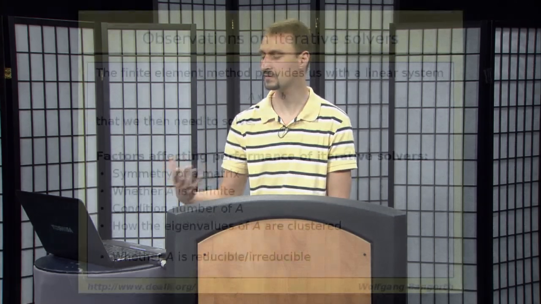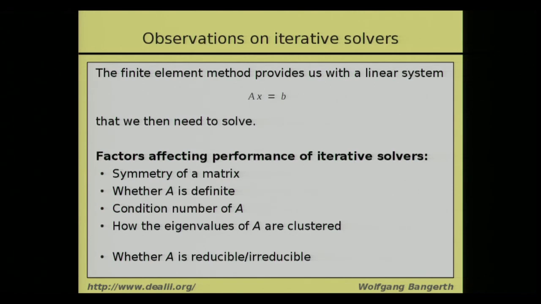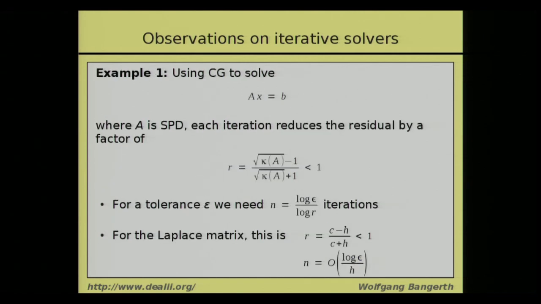Of course, in the finite element method, if you have a connected domain, a domain that I can't separate into two parts, for example, then I always get an irreducible matrix. Every degree of freedom is coupled to every other one. So I will not consider reducible matrices in the future.